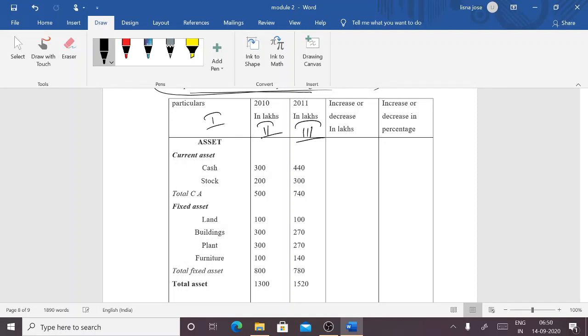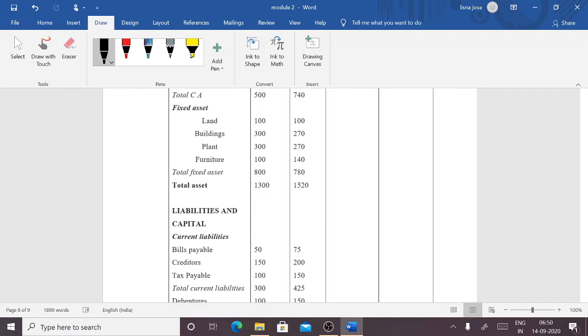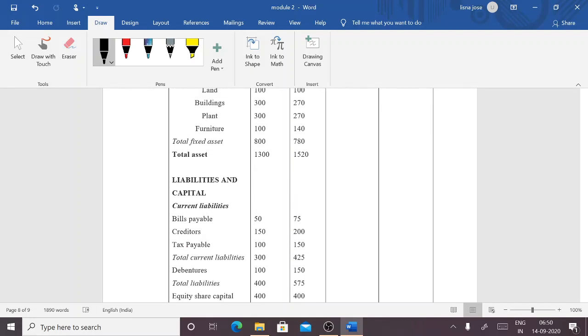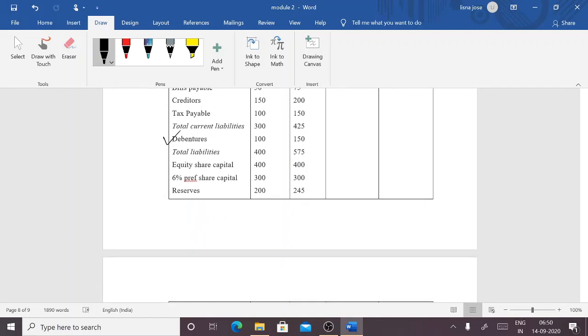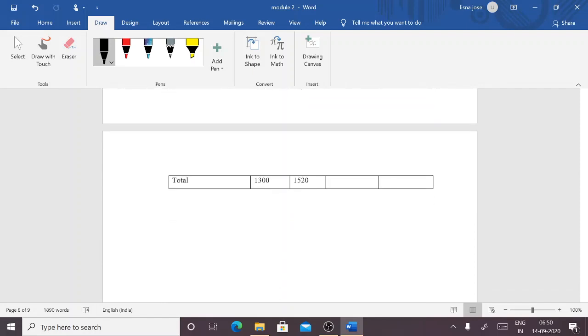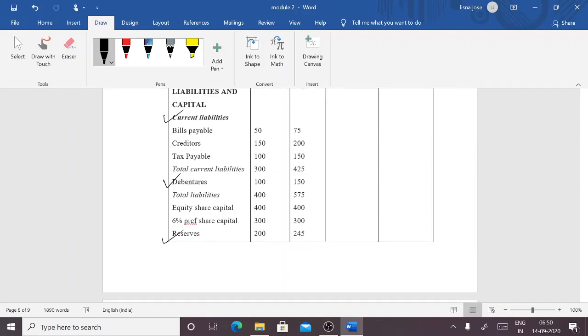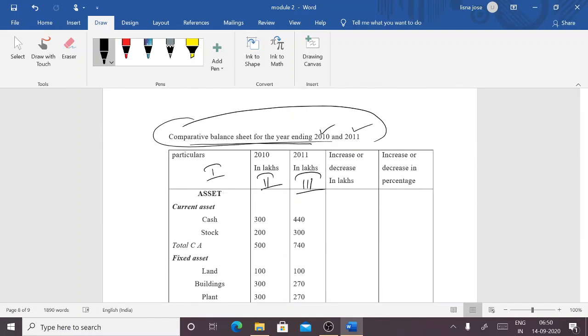But for answering every question, you can follow a format. You can start from asset, then write current asset, fixed asset, then total asset. Then you can move to the liabilities and capital. You can start from current liability, then debenture and other capital like equity share capital, preferential capital, then the reserves part, and finally we will have the total. So this is a format that you can follow in every question.